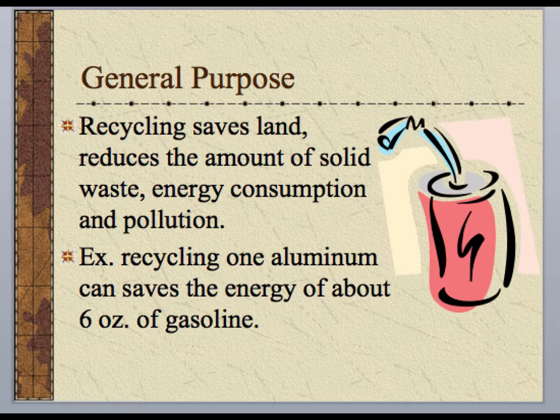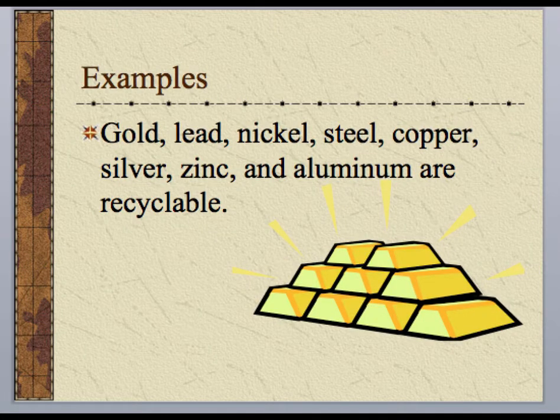One thing that you can, the general purpose of recycling, it saves land, it reduces the amount of solid waste. One of the largest types of recycling is going to be your aluminum cans because you get the most money for it. You can recycle aluminum cans to go back and become aluminum cans again, and that is called closed loop recycling. Other examples can be gold, lead, nickel, aluminum.